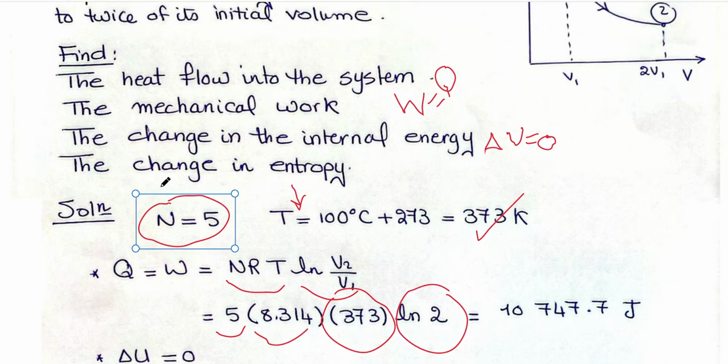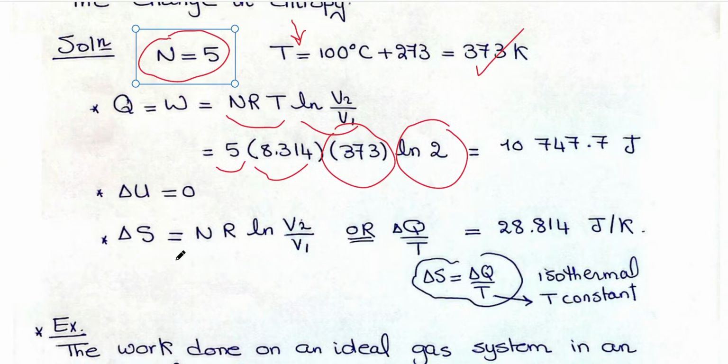The last required is the change in entropy. For an isothermal process, the change of entropy could be calculated by the equation nR ln V2 over V1 or change of Q over T. Why? Because now the temperature is constant, so delta S equals delta Q over T. Already I calculated the delta Q, just divide by T, you will find this number.